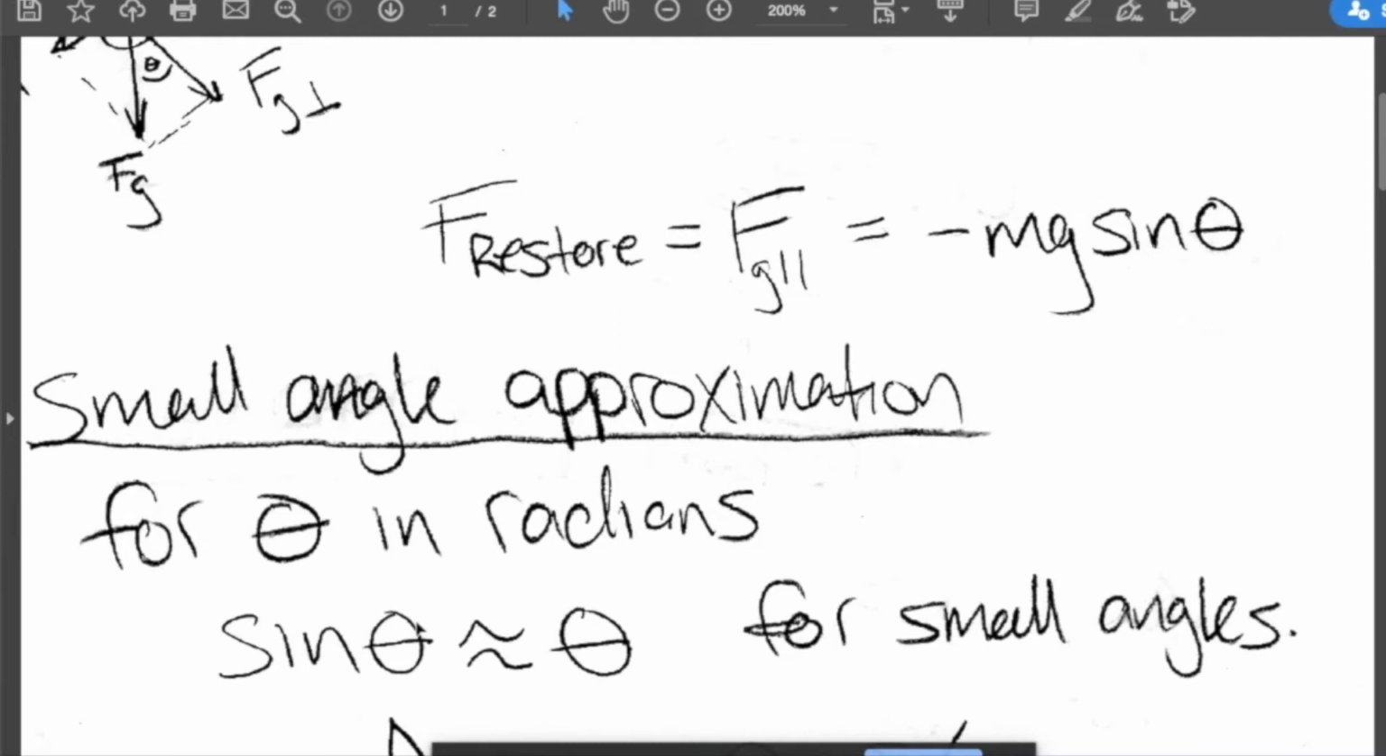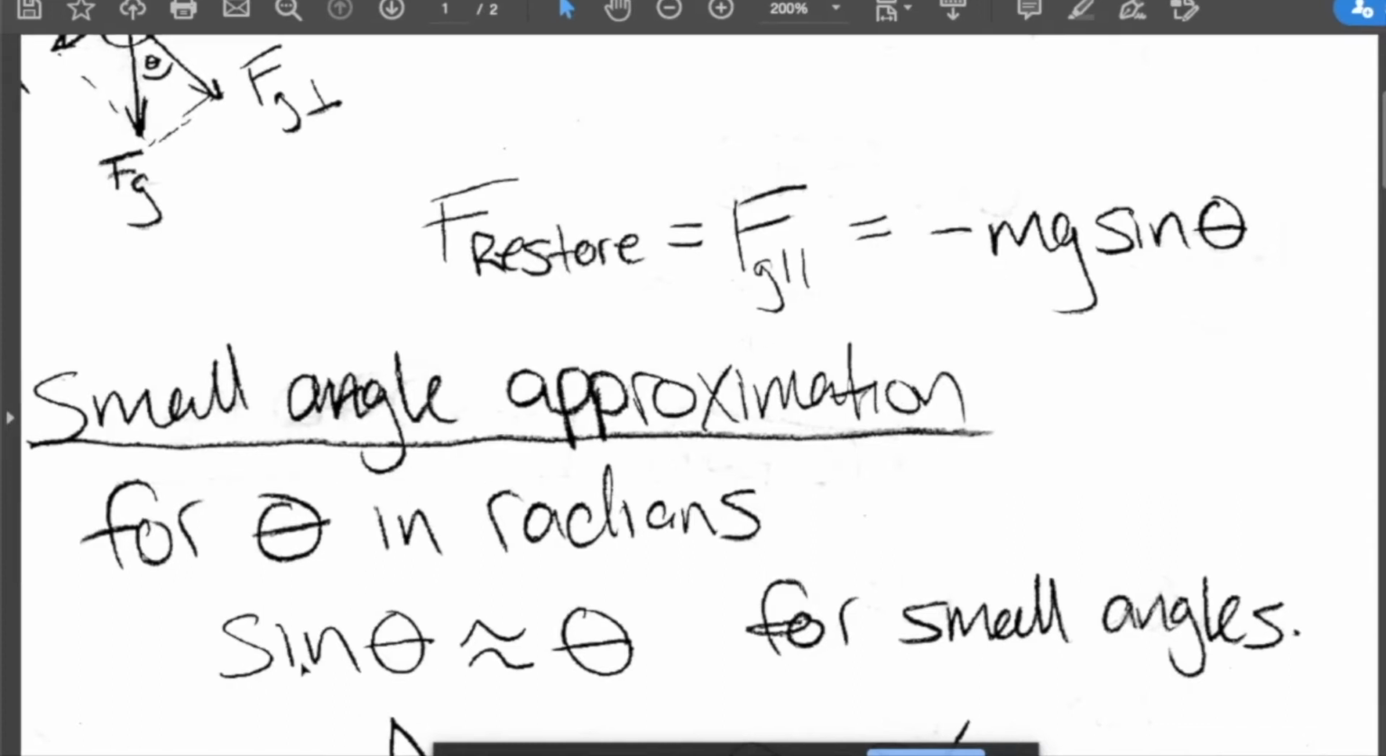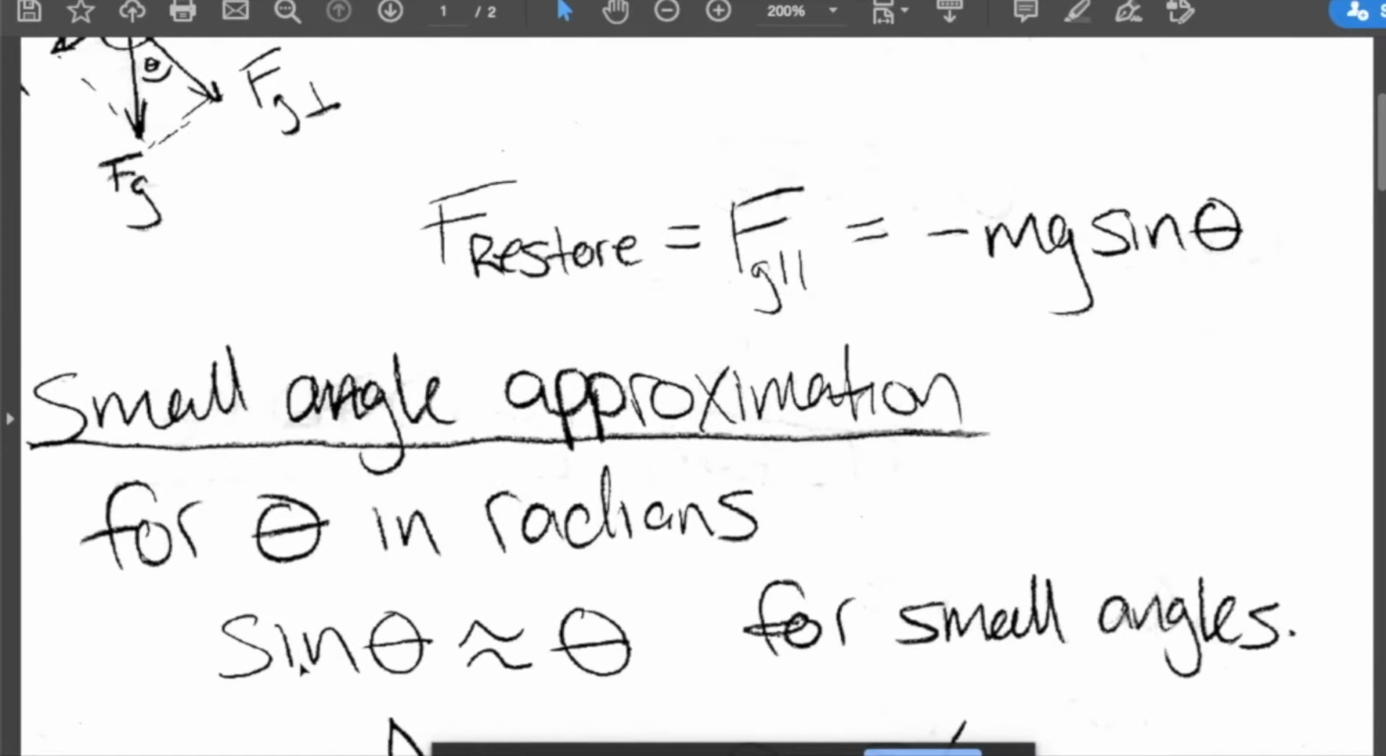This is called the small angle approximation. What we're essentially going to do is replace sine theta in this equation. Instead of having negative mg sine theta, we are going to have negative mg theta, because the sine of the angle in radians, when the angle is tiny, is approximately equal to the angle theta.